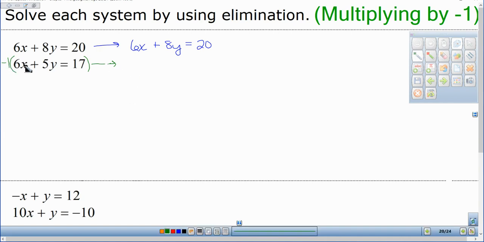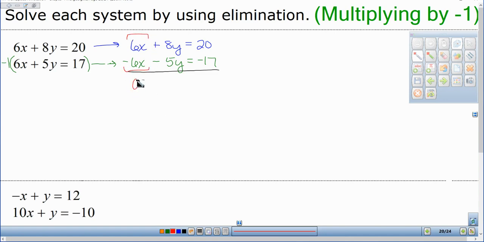So if we distribute the -1, we're going to get -6x, -5y, and equals -17. After you've done this a few times, you probably would just be able to change that in your mind and write it down. But now we have the additive inverses that I wanted.